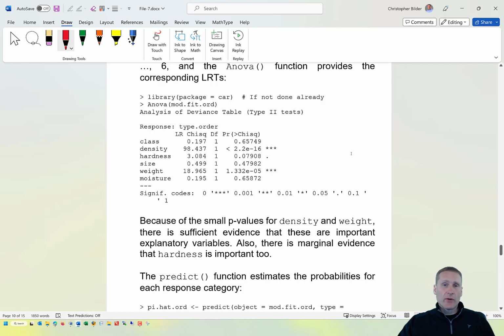So to do likelihood ratio tests in this kind of setting, or similar settings, we've used the little anova function, and we used the capital Anova function. Here's an example of how to use the capital Anova function, and I use it similar to what we've done before. Notice where we have the low p-values for density and weight. So we do have sufficient evidence that density and weight are important relative to these response categories. We have marginal evidence of importance for hardness.